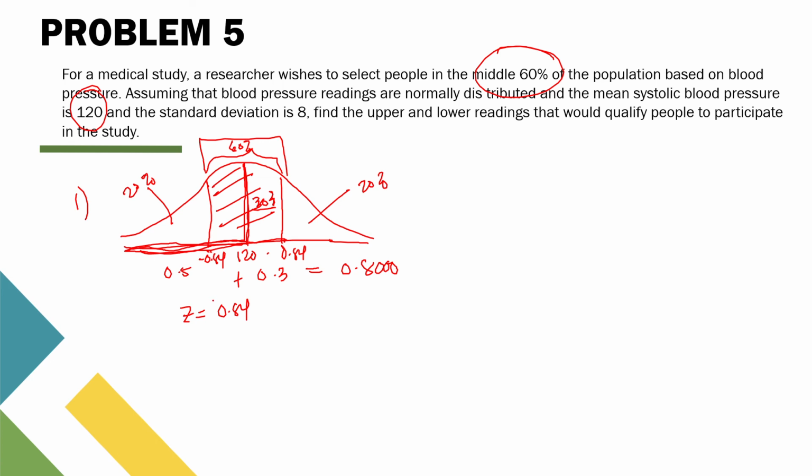Okay, so we have here the formula for x. When the z value is 0.84, x sub 1 is equal to z times standard deviation plus the mu. So we have 0.84 times the standard deviation of 8 plus the mu, which is 120. So the result of this one is 126.72.